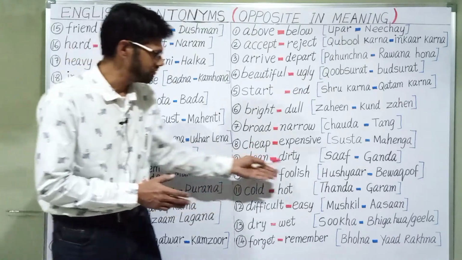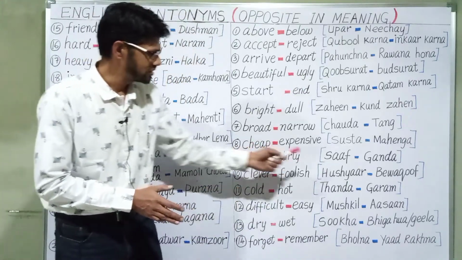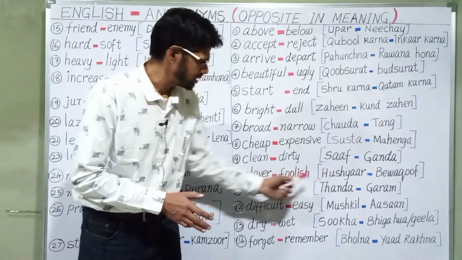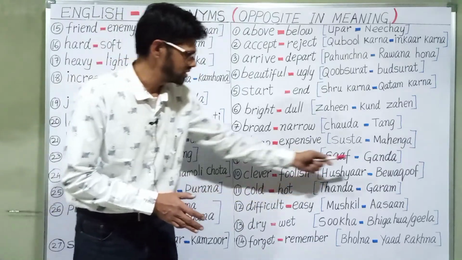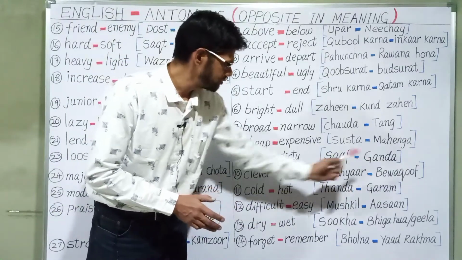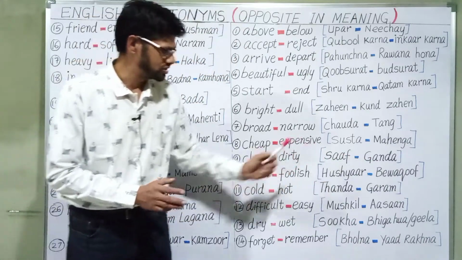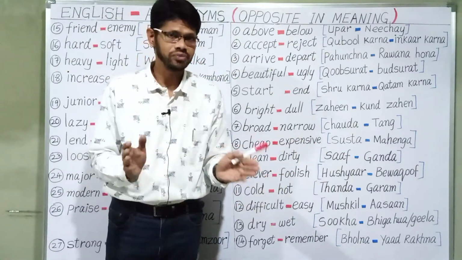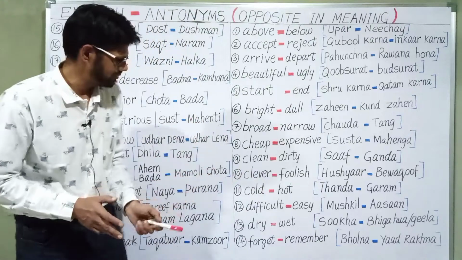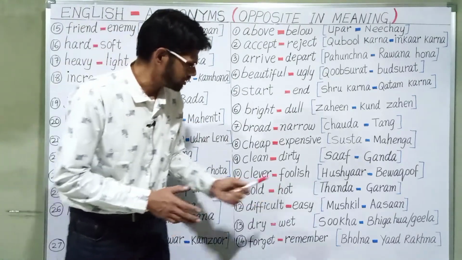Next one, clever and foolish. What is the meaning of clever? होशियार. The opposite of clever, foolish. बेवकूफ, foolish. Clever, होशियार. She is very clever.